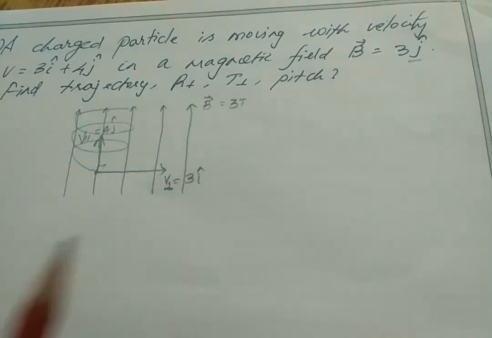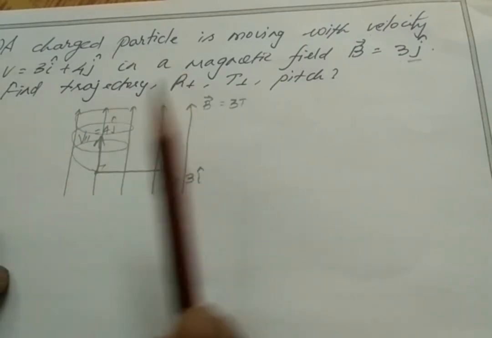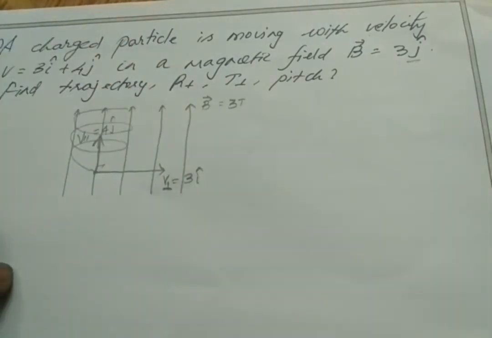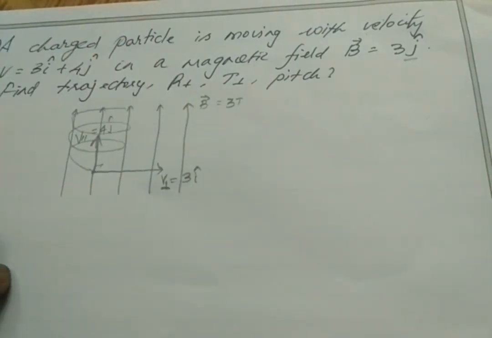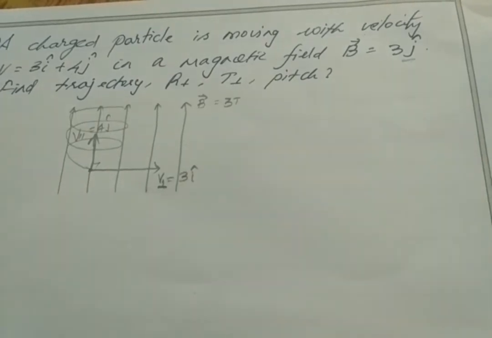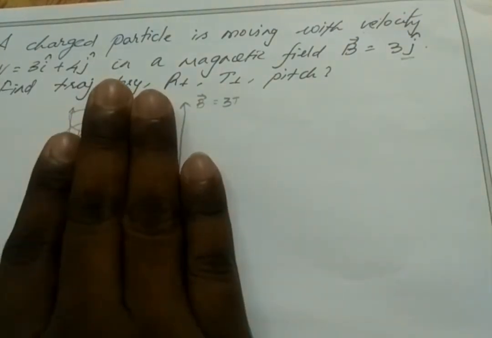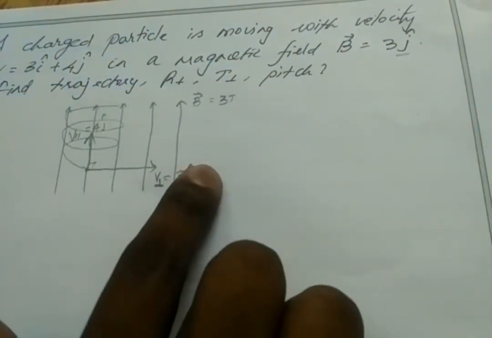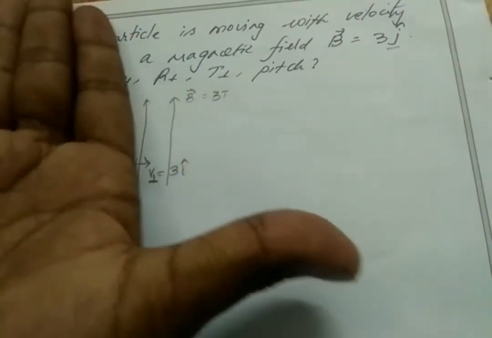Okay, so it moves upwards. It forms a helical motion like this. It moves upwards. Clear? By using the right hand palm rule, my forefinger is in the direction of the magnetic field, and the charge is moving in this direction.